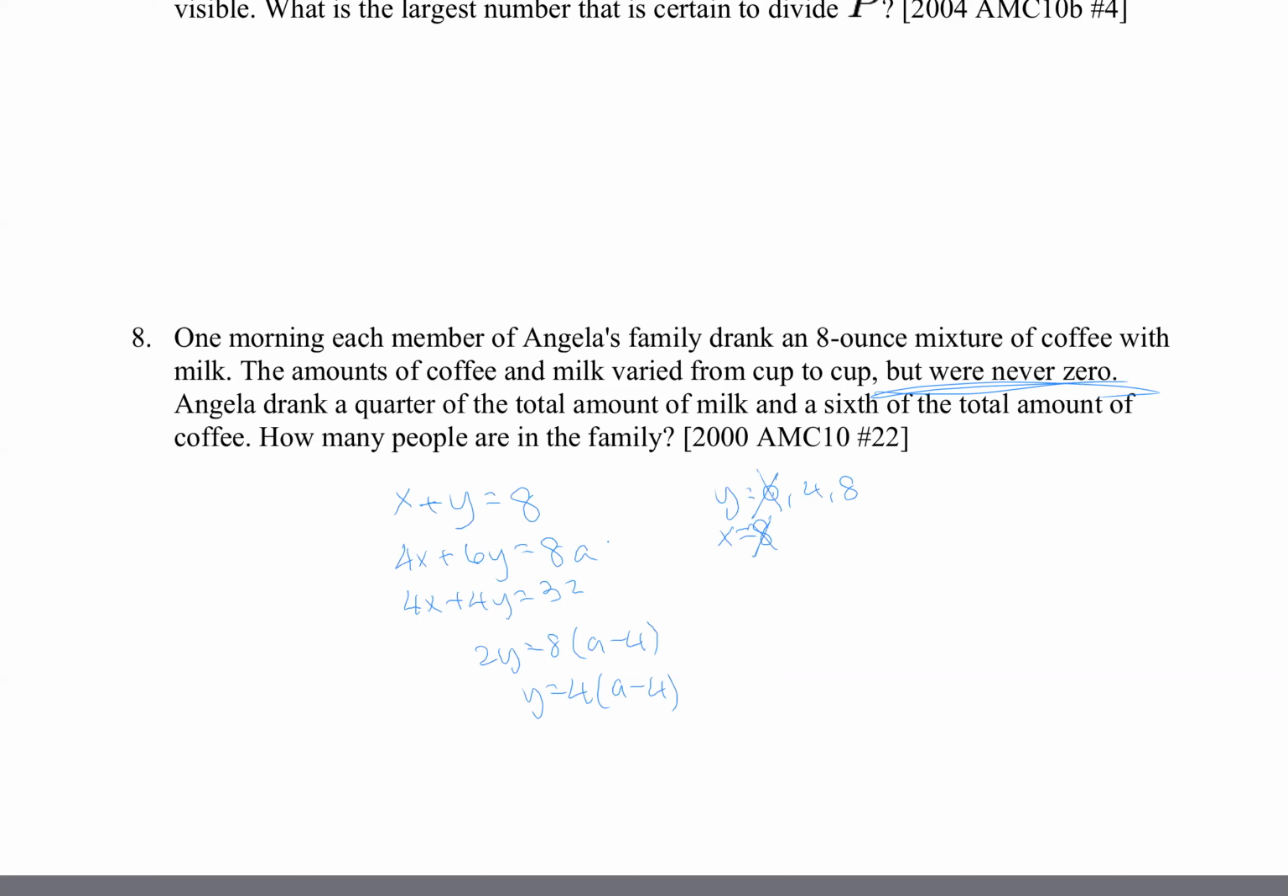And then if y was equal to 8, then we have that x equals 0. And then that's again not possible because it was never 0. So we know that y equals 4, and this means that x equals 4. So Angela drank 4 ounces of coffee and 4 ounces of milk.